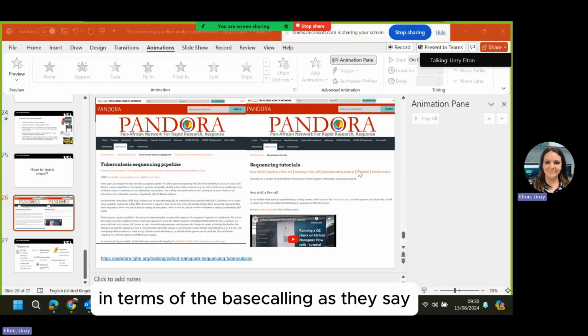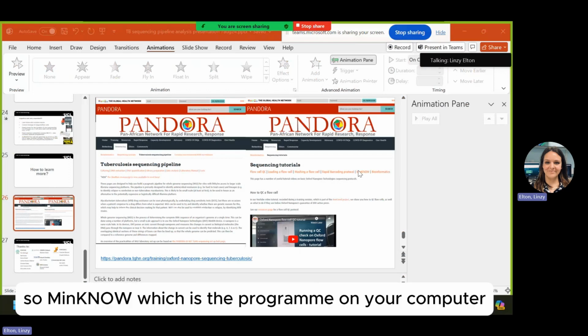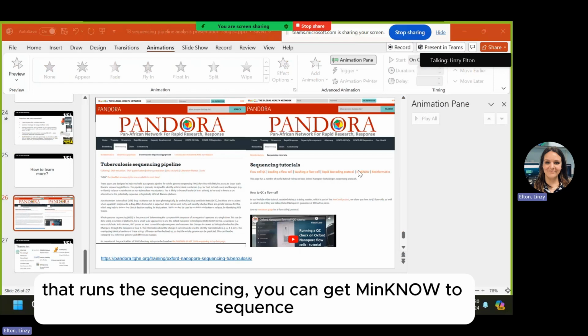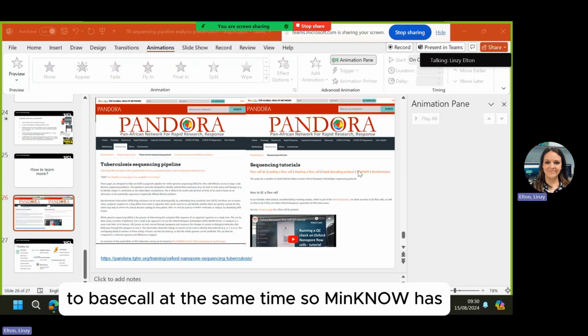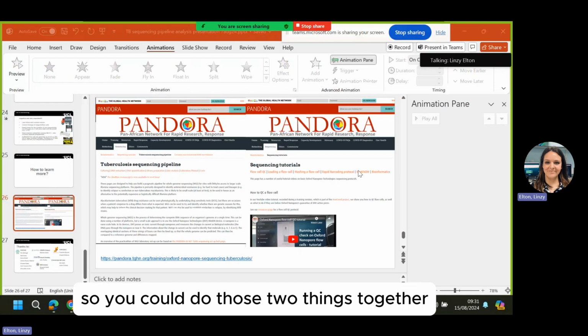In terms of the base calling, as I say, Minnow, which is the program on your computer that runs the sequencing, you can get Minnow to sequence and base call at the same time. So Minnow has, as we were saying just now, Guppy or possibly Dorado now, and it can base call at the same time as it's sequencing. So you could do those two things together.